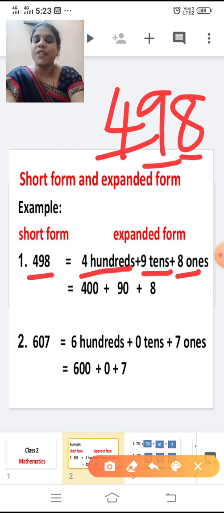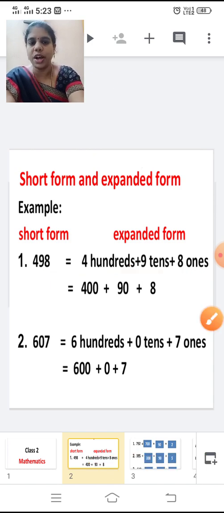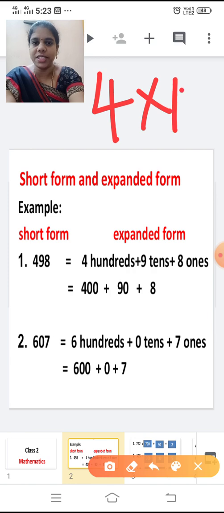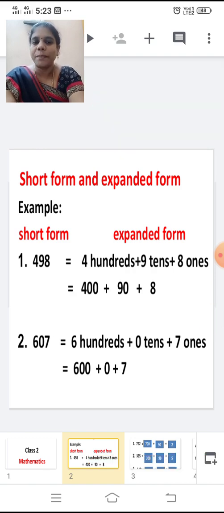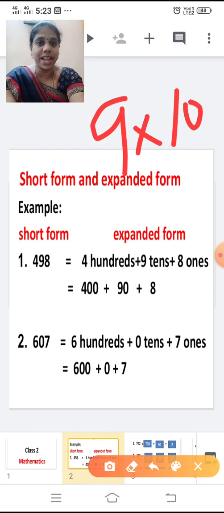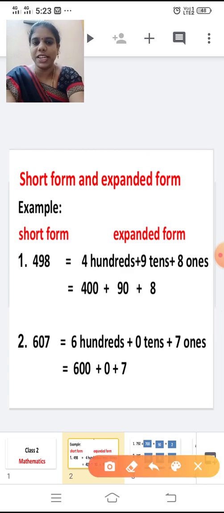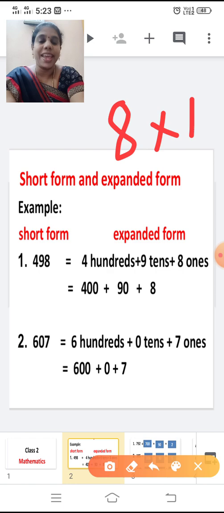So the value is 4 hundreds, which means 4 into 100. 4 into 100 is 400. 400 plus 9 tens, 9 into 10, that means the value is 90, plus 8 ones, 8 into 1, which is 8. So the answer is 400 plus 90 plus 8. Clear children? Shall we move on to the next one?